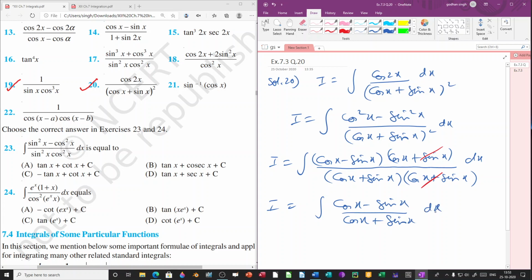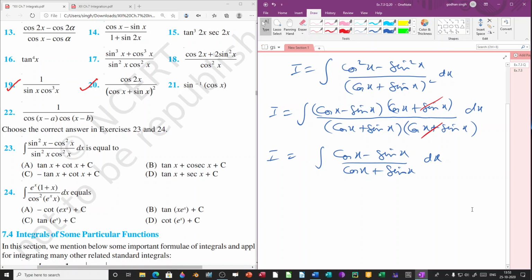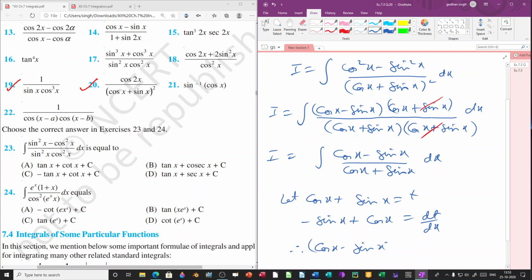dx. Now let us take the denominator as t. So let cos x plus sin x equal to t. So differentiating both sides with respect to x, differentiation of cos x is minus sin x plus differentiation of sin x is cos x, and that is equal to dt by dx. So therefore we will get cos x minus sin x dx equal to dt. So let this be 1, this is 2 and this is 3.